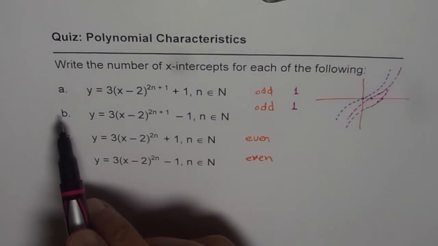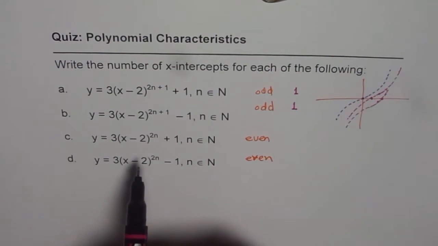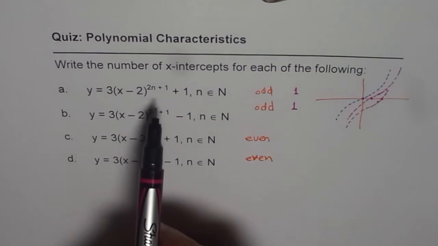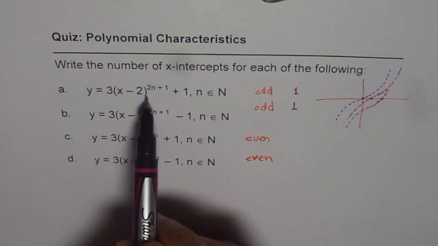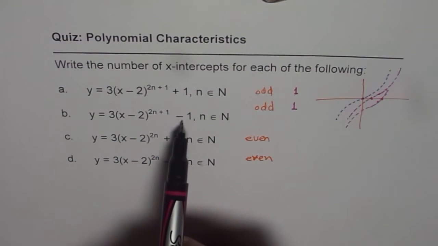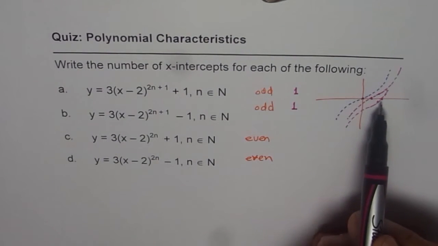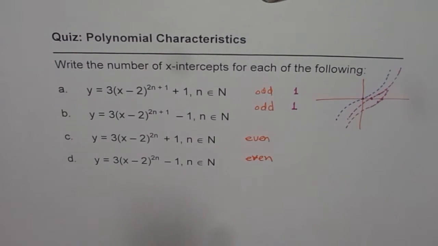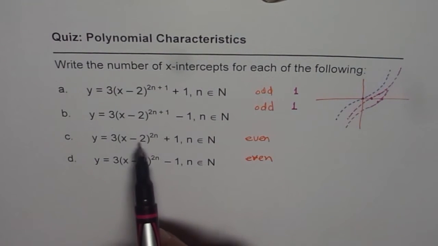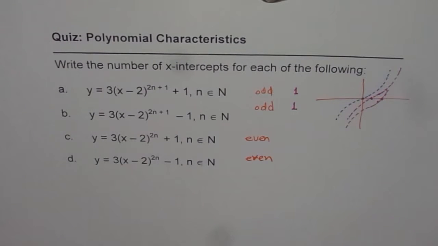So in case A and B, when the degree is odd, translating the polynomial towards left or right or up and down does not really change the number of x-intercepts. Okay, so that's what we conclude from part A and B. Now let's look into part C and D. In this case, the function is even, right? Even degree.